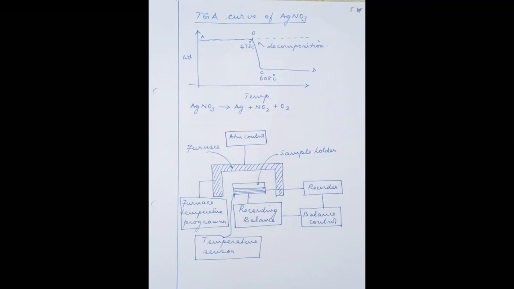Suppose the product is also a solid substance, then there won't be any change in the weight. Therefore, with no volatile product, no change in the mass is observed. So in such conditions, thermogravimetric analysis is of little use. And the last one, the applications of TGA.